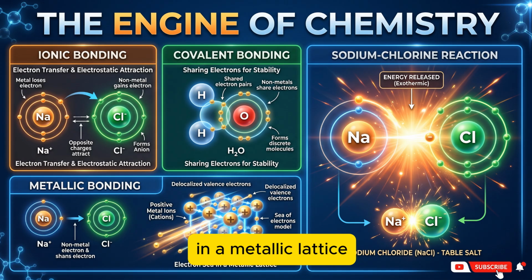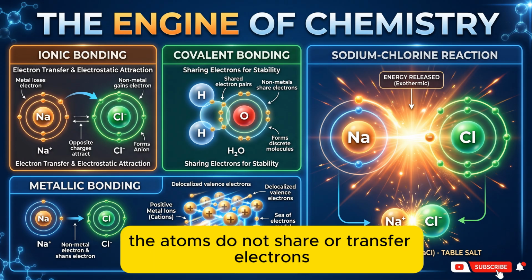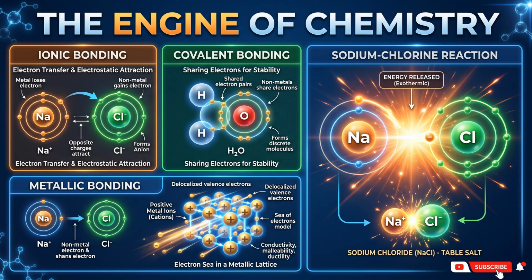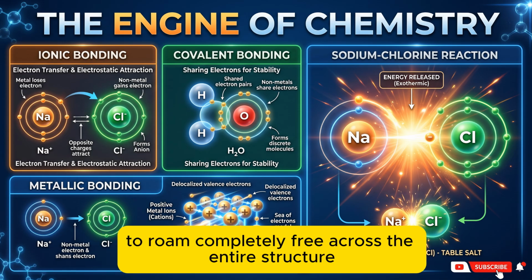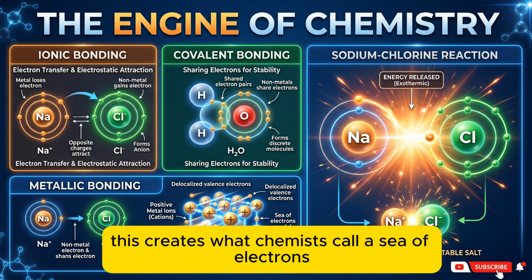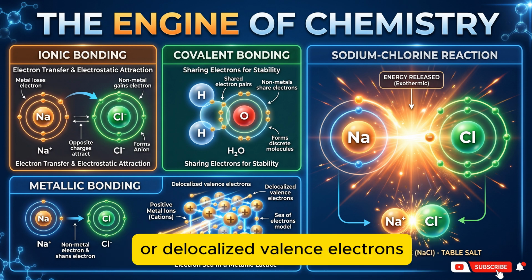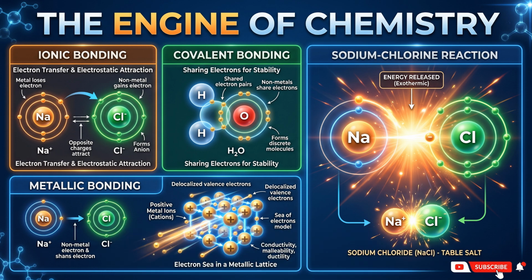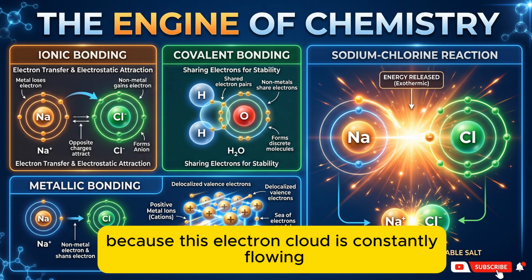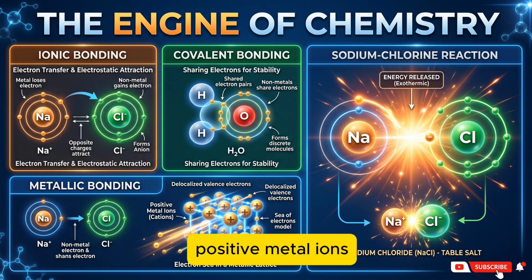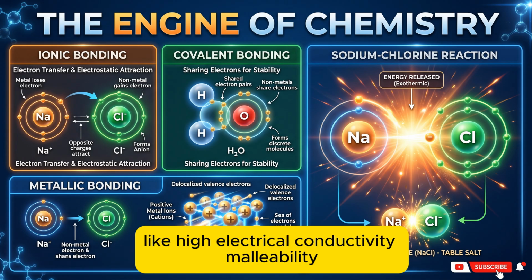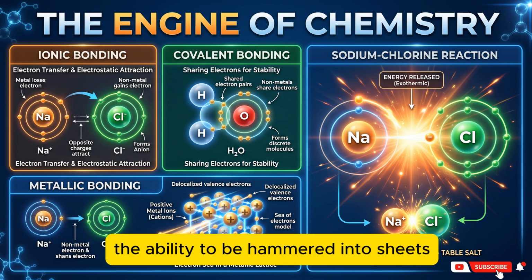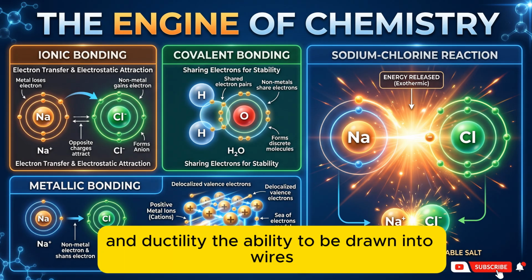In a metallic lattice, the atoms do not share or transfer electrons with one specific neighbor. Instead, they release their outer valence electrons to roam completely free across the entire structure. This creates what chemists call a sea of electrons, or delocalized valence electrons. Because this electron cloud is constantly flowing and washing over the rigid positive metal ions, metals possess incredible unique properties like high electrical conductivity, malleability, the ability to be hammered into sheets, and ductility, the ability to be drawn into wires.